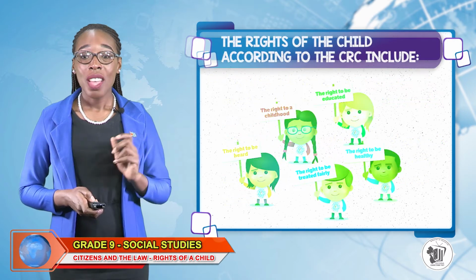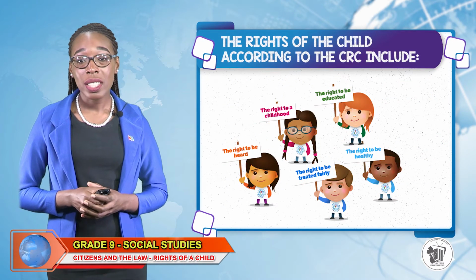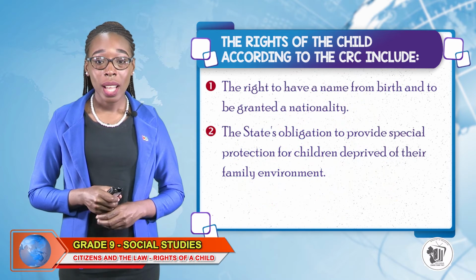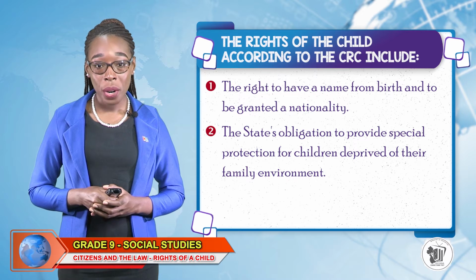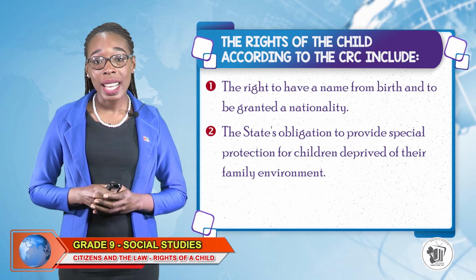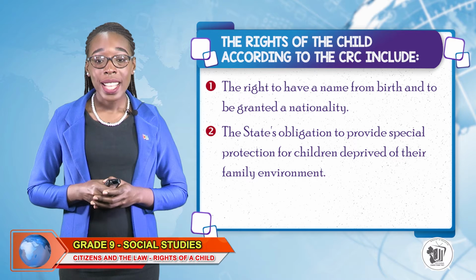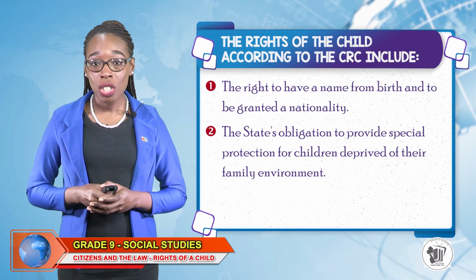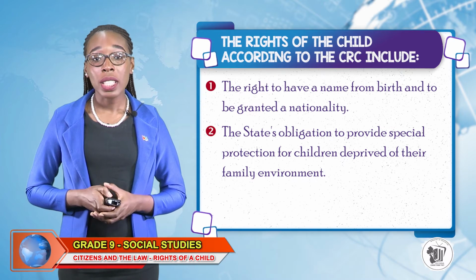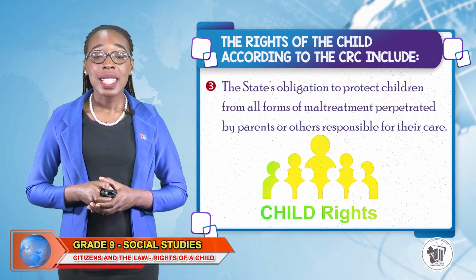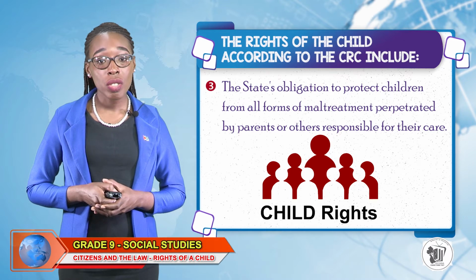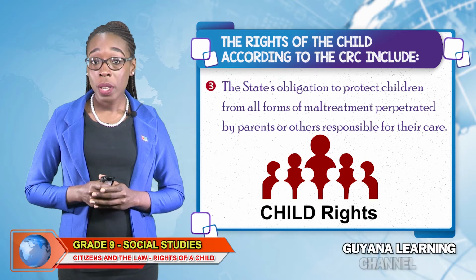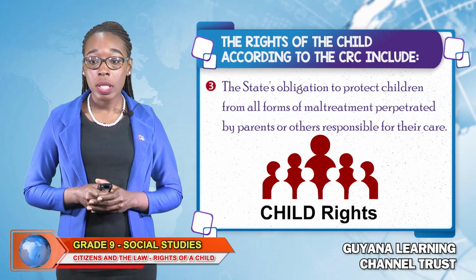Let's continue. The rights of the child, according to the Convention on the Rights of the Child, include: one, the right to have a name from birth and to be granted a nationality. Two, the state's obligation to provide special protection for children deprived of their family environment. Three, the state's obligation to protect children from all forms of maltreatment perpetrated by parents or other persons responsible for their care.